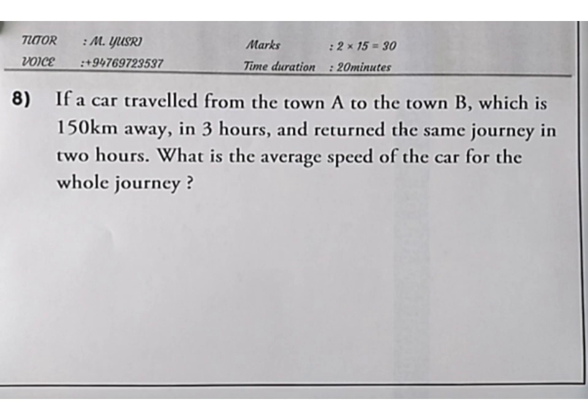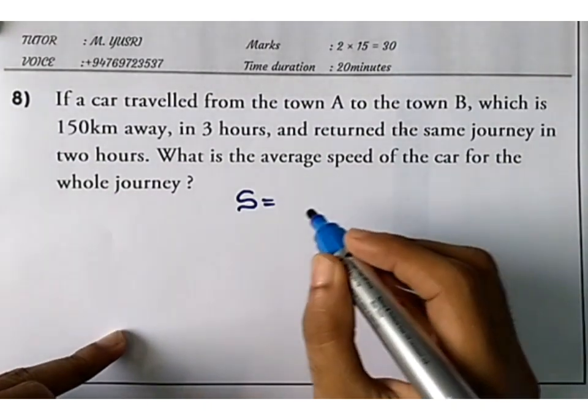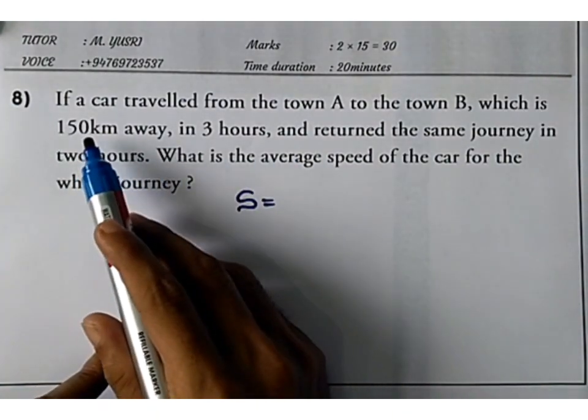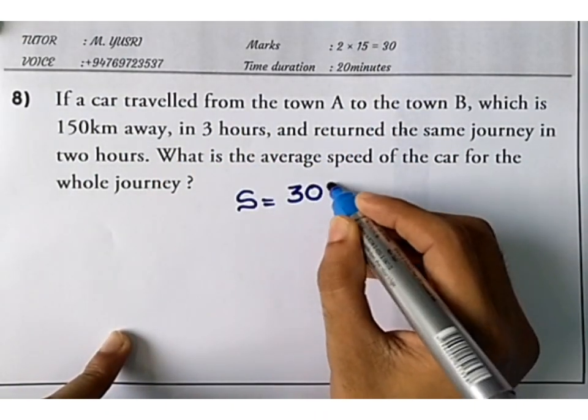Now the question number 8. If a car traveled from town A to town B, which is 150 km away, in 3 hours and returned the same journey in 2 hours, what is the average speed? So they are asking for the average speed. To find the average speed, we have to find the total distance. The total distance is 150 km and again 150 km. So the total is 300.